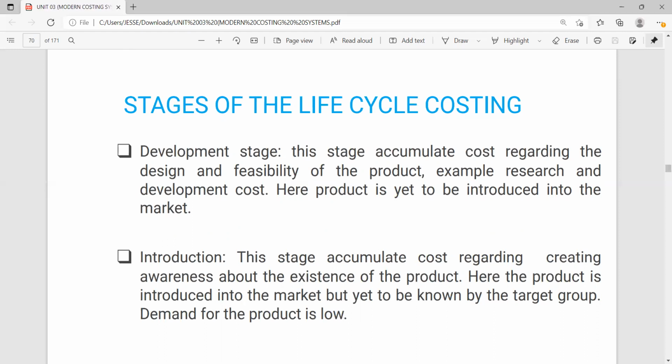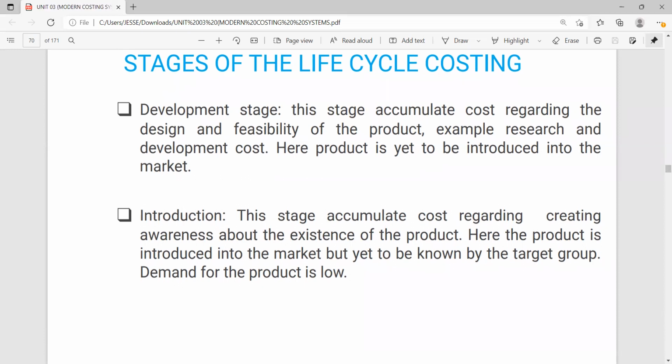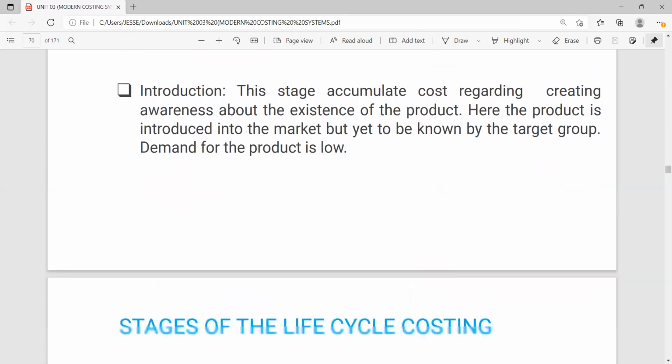And this stage accumulates costs regarding creating awareness about the existence of the product. Right? When you introduce a product to the market, few people will know about it. So what's the natural thing to do? Is to make noise, make people aware, put the product in front of customers. So that's the introductory phase of life cycle costing, because the demand for the product is low at the introduction phase. So you need to create awareness about the product.